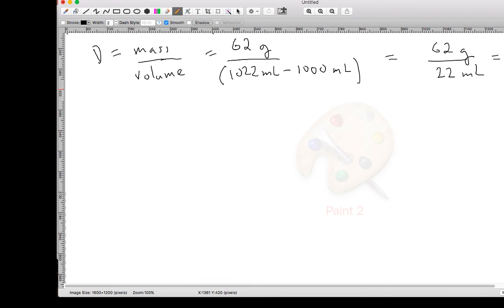Why are the units grams per milliliter? That's right. It's because there are grams here, there are milliliters here, and nothing has been canceled out. So this is the density of that ore or that rock.